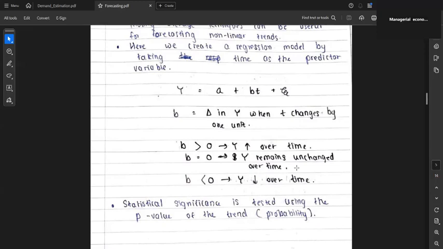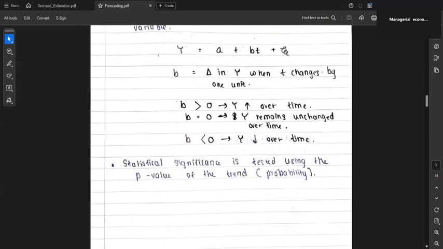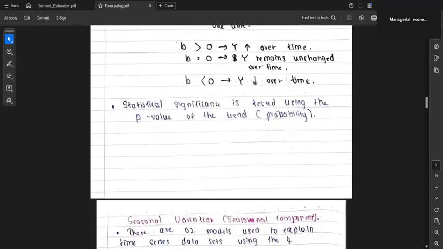If B equals 0, that means the dependent variable does not depend on time, so it remains unchanged. Even if the time changes, it remains unchanged. If B is less than 0, over time the dependent variable is decreasing. Quantity of demand is decreasing over time. That is the trend we can observe. The statistical significance is tested using the p-value of the trend probability.